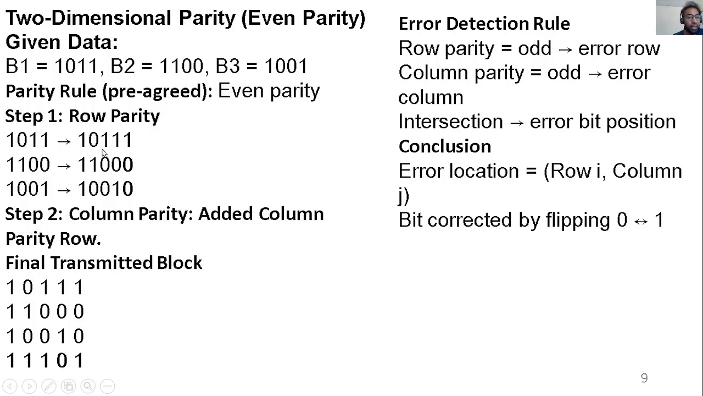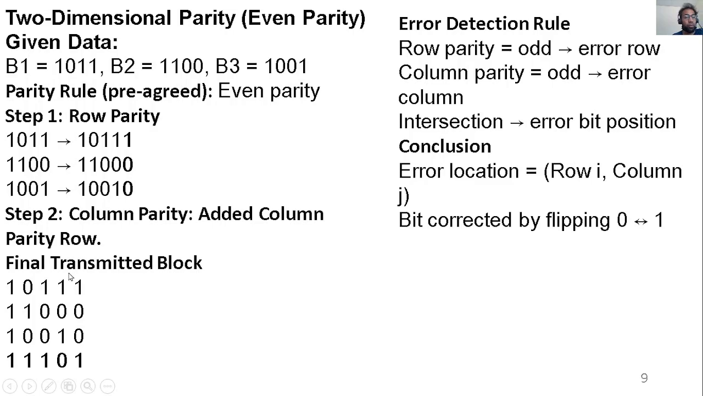In the next there is a single one, so the parity bit will be 1. There is another single one, so obviously the parity bit will be 1. Now in the fourth column there are 2 ones, so obviously the parity bit will be 0, because there are already an even number of ones. And in the fifth there is a single one, so the parity bit will be 1. This is how we formed the column parity.